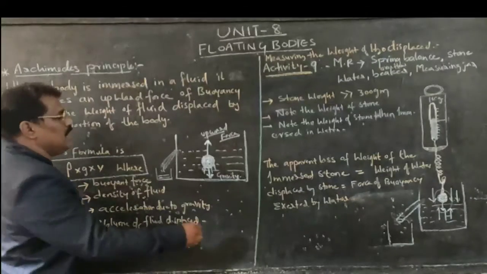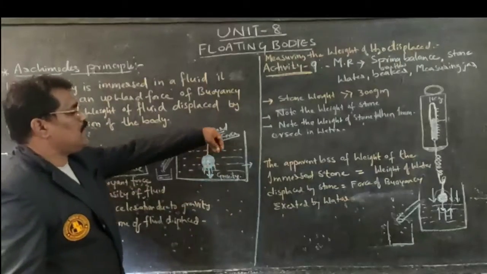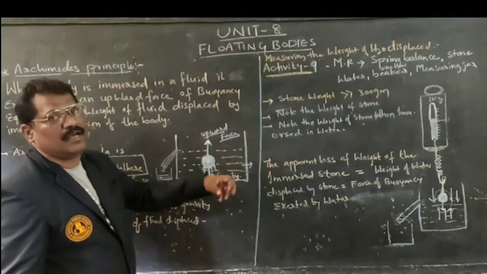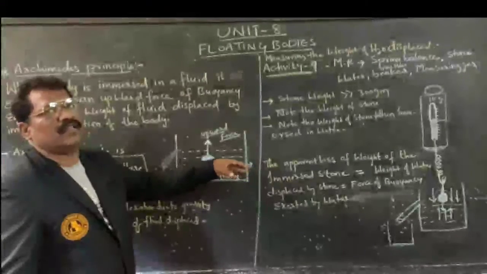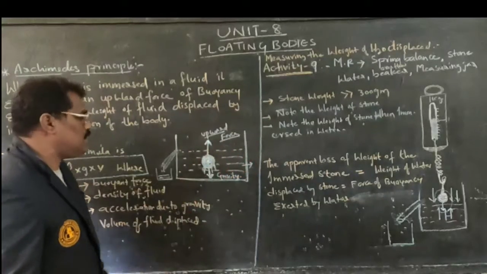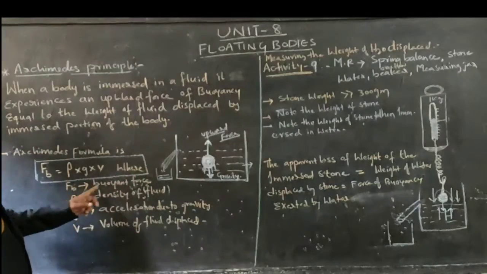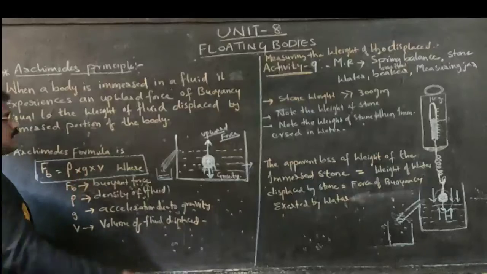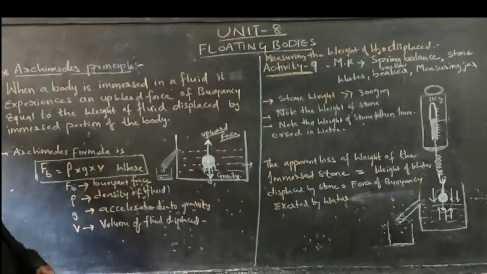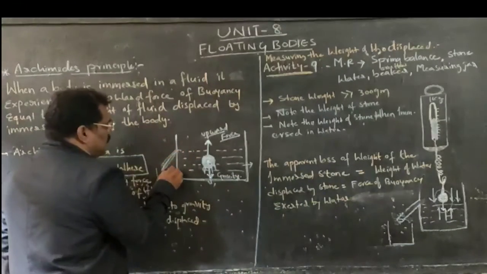Rho is the density of the fluid. If I am taking water, it is 1 gram per cubic centimeter. If I take any liquid other than water, then we can get the density of that particular liquid. So rho indicates the density of the fluid, g indicates the acceleration due to gravity, whereas V indicates the volume of fluid displaced, the volume of the water which is displaced outside.